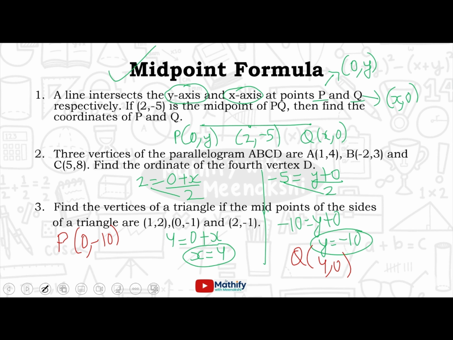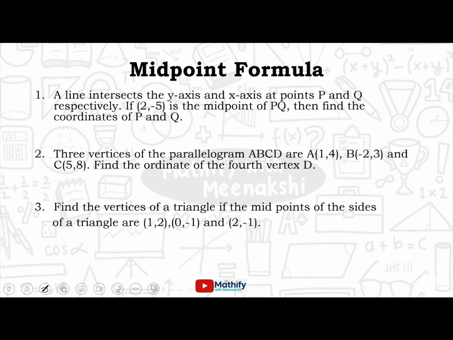Let's move to question 2. In question 2, 3 vertices of a parallelogram are given to you. Let's draw the figure. You can take A (1, 4), B (-2, 3). The order should be cyclic; you can't lift your pen. C is (5, 8). And D you will write as (x, y) as we don't know.